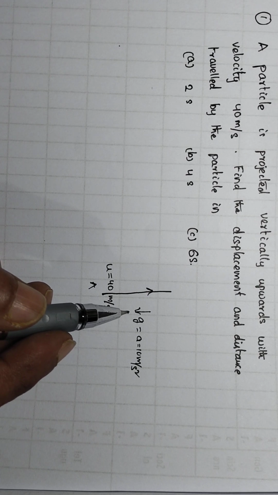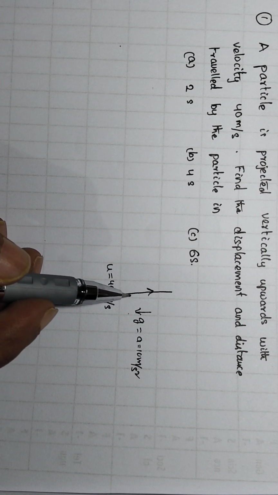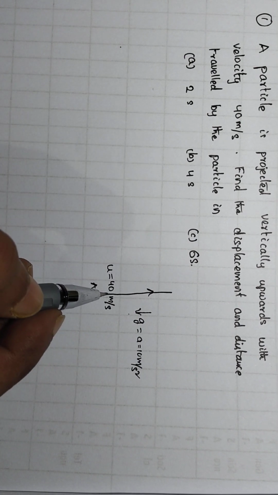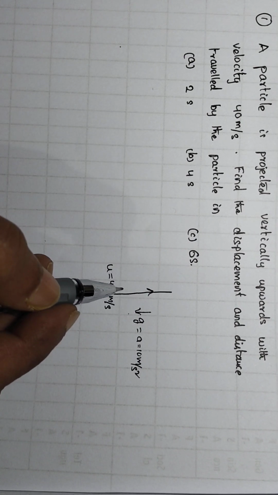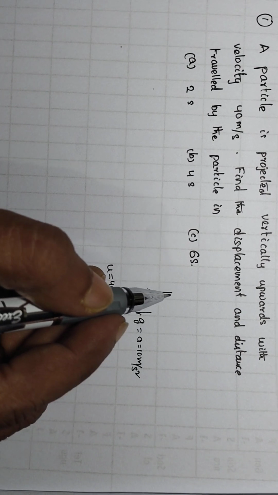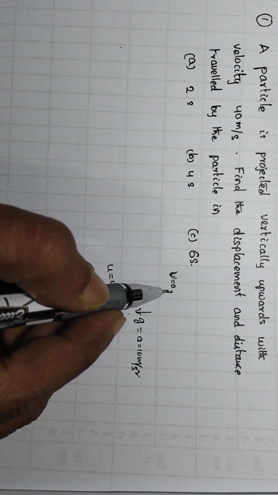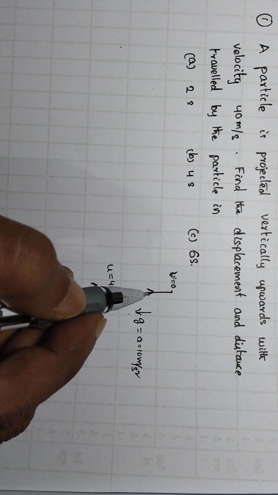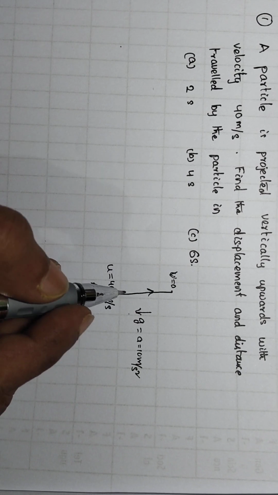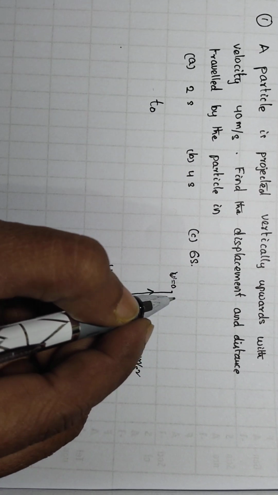So first of all, to find the displacement and the distance, we should find the value of t naught, when the velocity is 0. Why? Because since they are in anti-parallel directions, the velocity u is gradually decreasing, and at some height v is equal to 0, and again it will come back, increasing the speed in this direction. So first of all, let us find the t naught value at point B.